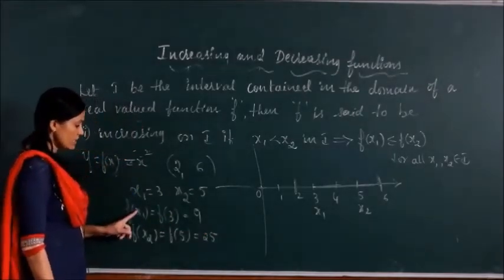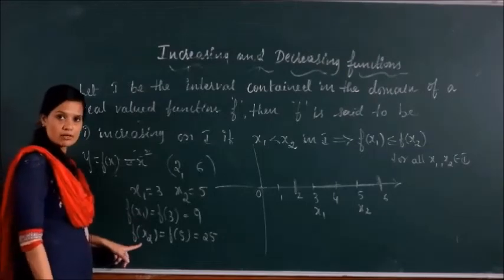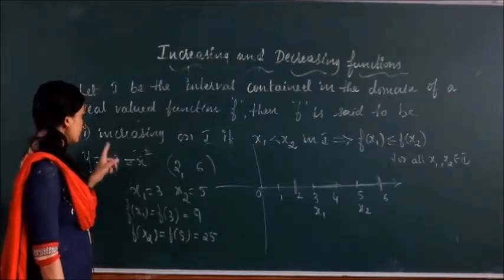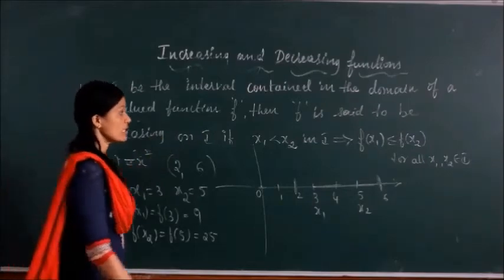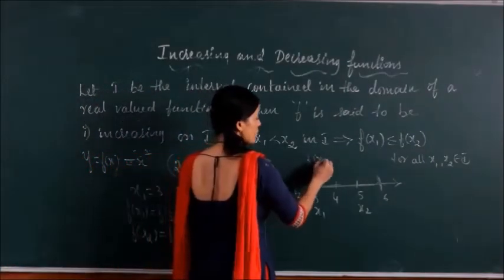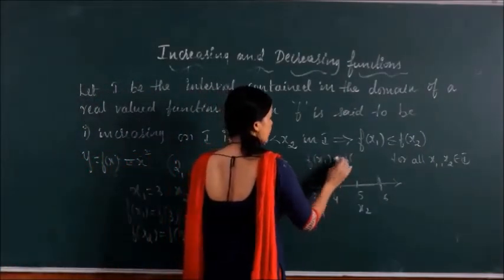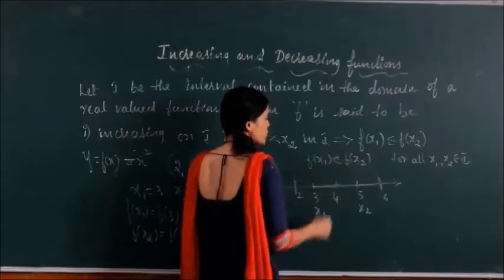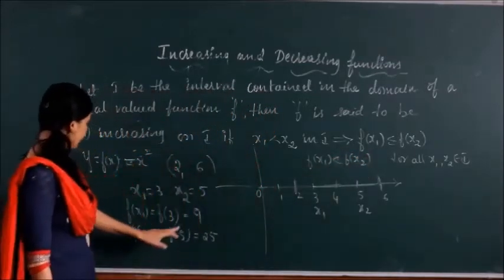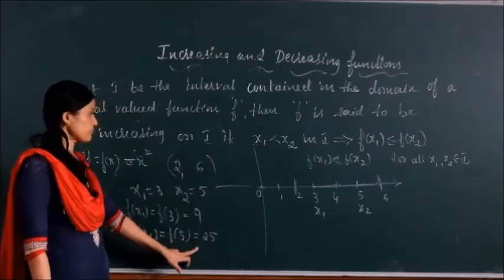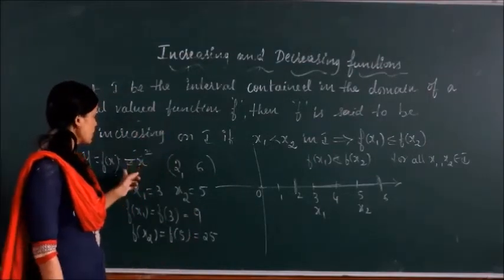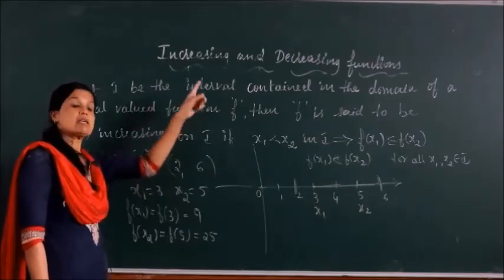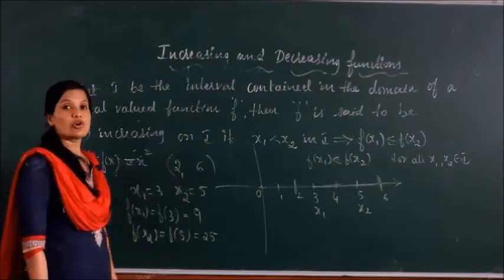So f of x1 is less than f of x2, right? So I can say that, here is the condition for increasing. Strictly increasing, what is the condition? f of x1 is less than f of x2. So I got f of x1 is less than f of x2. So I can say that the given function is strictly increasing in the interval 2, 6.